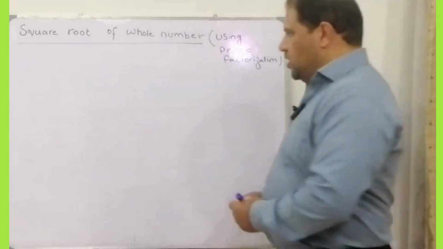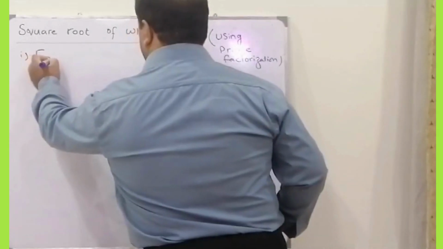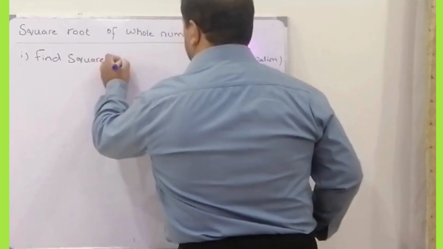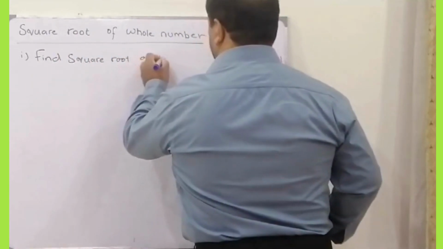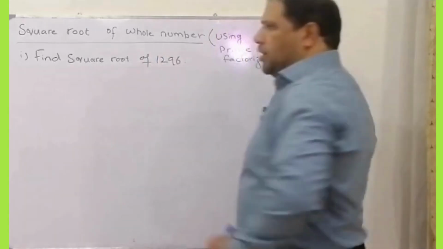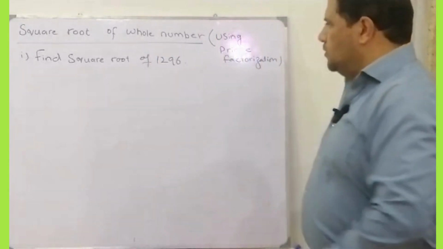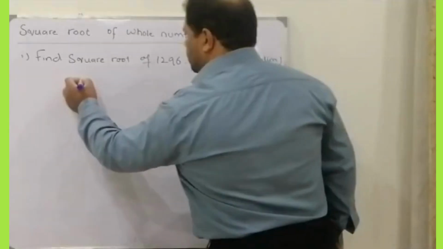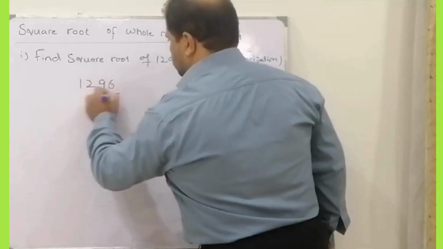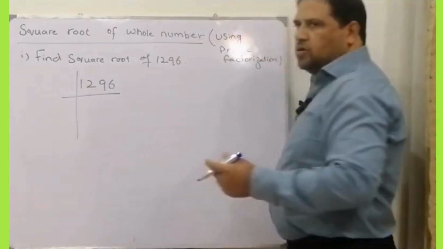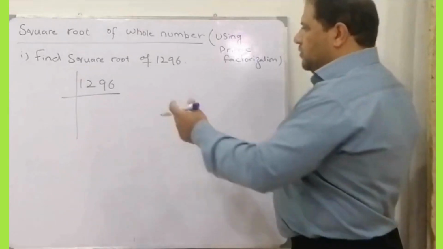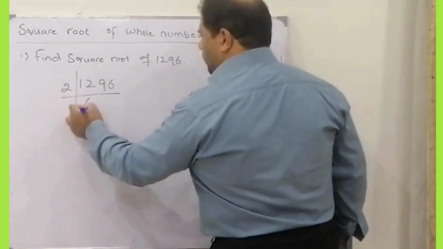Suppose we have a value. Find the square root of 1296. We will solve it by using the prime factorization method. As we already know how to find the prime factorization, we will start with the same method.